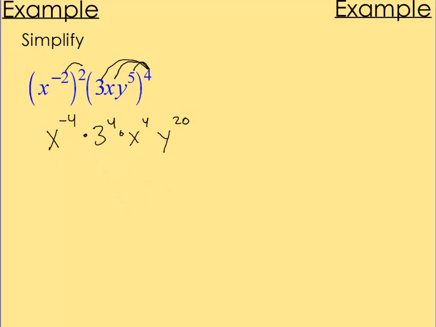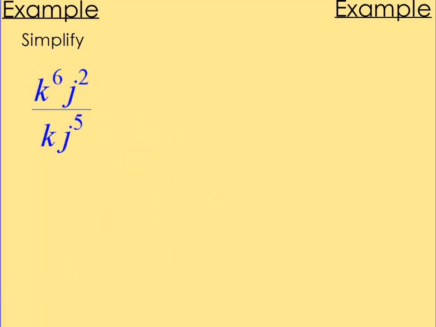All right, I can combine those x's here. The x's with the same base are going to combine to x to the negative 4 plus 4 power, which is x to the 0 power. So those basically just go away. And all I'm left with is 3 to the fourth power times y to the 20th power. And 3 to the fourth power is 81, so it's 81 y to the 20th power. Let's try another one. Pause the video.